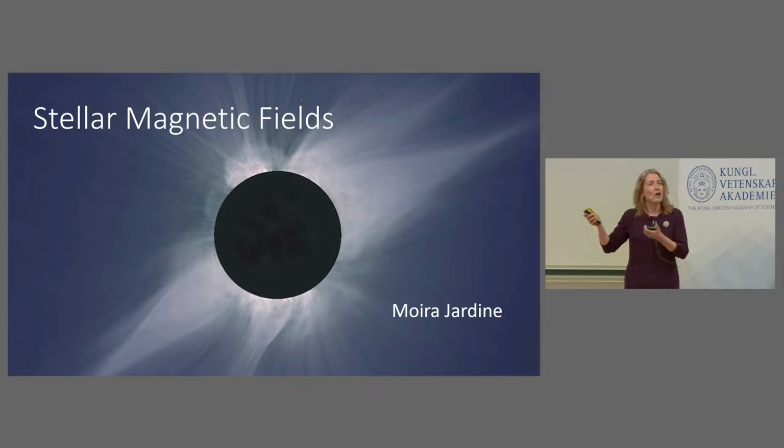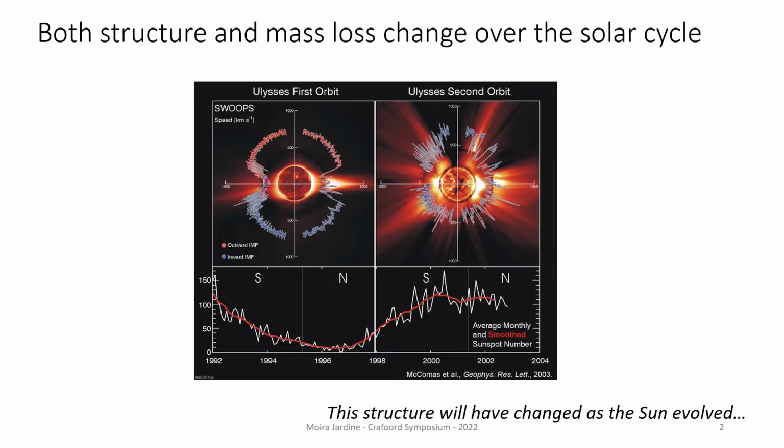Now, I've shown you an image taken at one moment in an eclipse of the sun. But of course, we know that the sun changes through its magnetic cycle. So what I'm showing you here is a composite image. On the bottom here, we have the number of sunspots over time. So this is the minimum of the cycle when there were few spots, and the maximum here. And up above, there are two composite images. This one is taken at the minimum of the cycle.